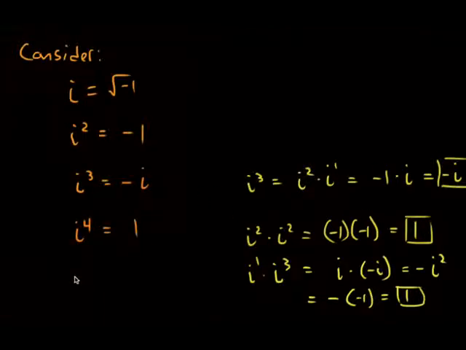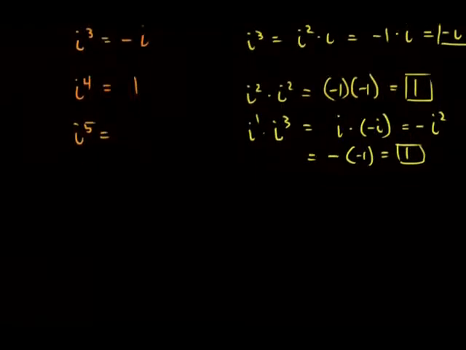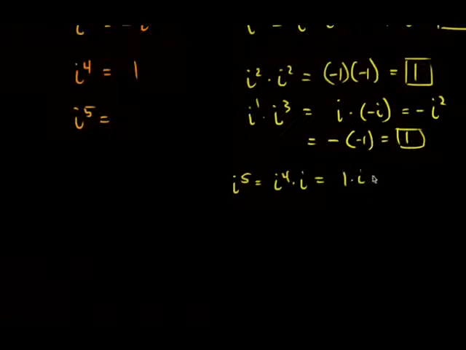Now, behold what happens when I try i to the fifth. So i to the fifth is the same as i to the fourth times i, which is 1 times i, or i. Peculiar.